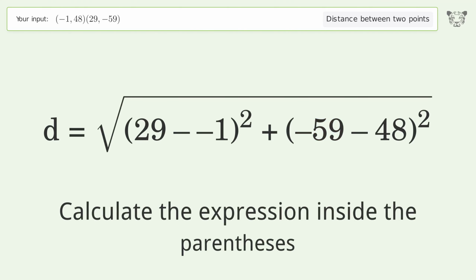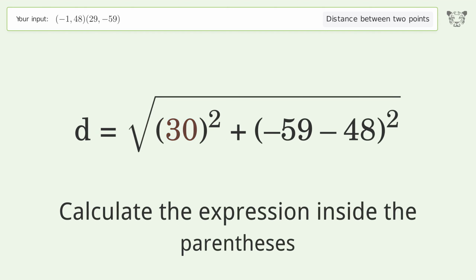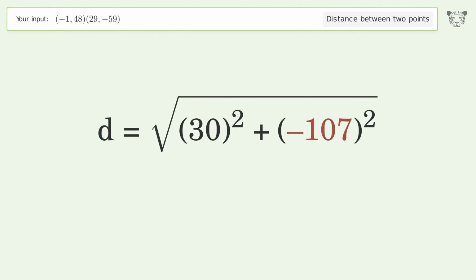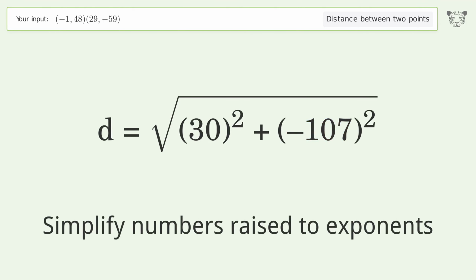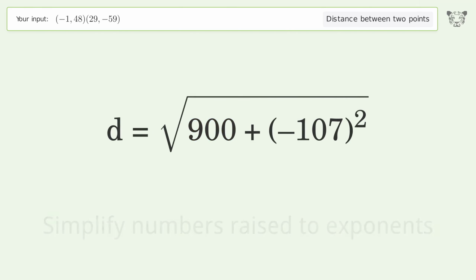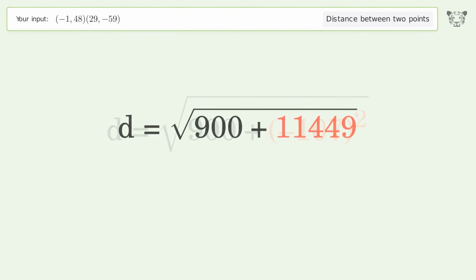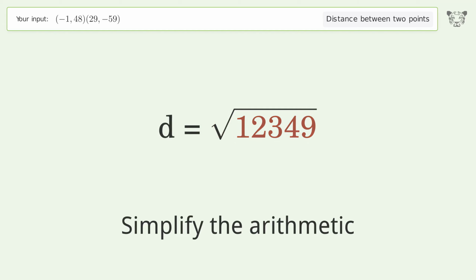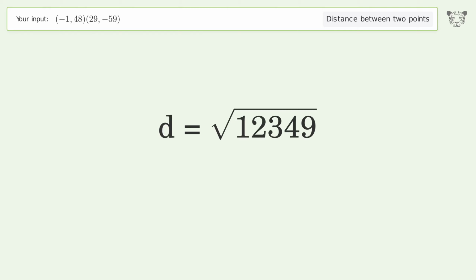Calculate the expression inside the parentheses. Simplify numbers raised to exponents. Simplify the arithmetic. And so the distance between the 2 points is the square root of 12,349, or 111.126.